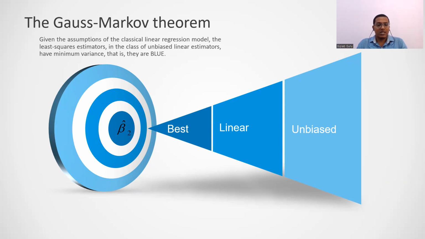When I say best, it means the variance of beta 2 hat is the minimum among the whole class of unbiased linear estimators. Beta 2 hat is linear, it has a highest degree not exceeding 1. Beta 2 hat is also unbiased. When I say unbiased, the expected value of the sample estimate beta 2 hat is equal to the population parameter beta 2.